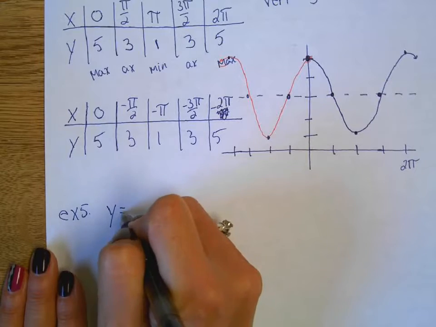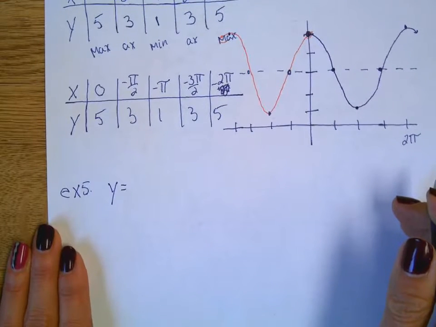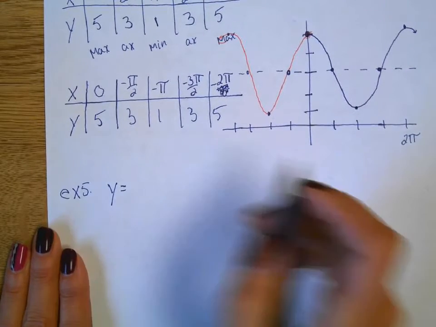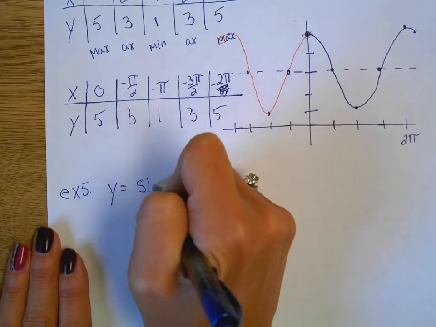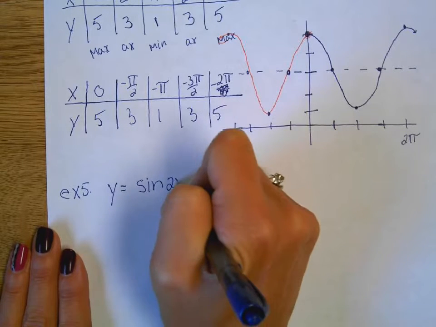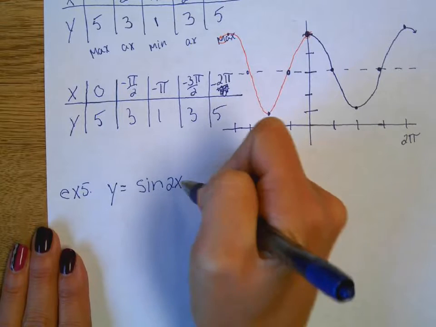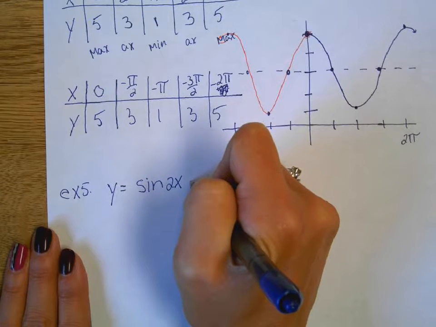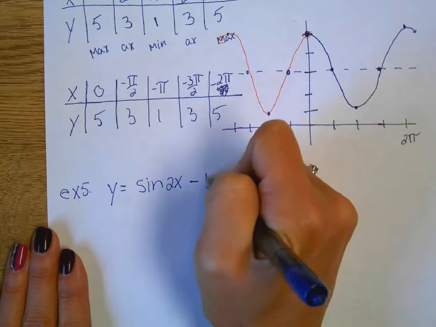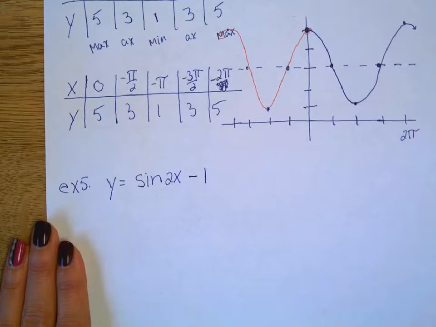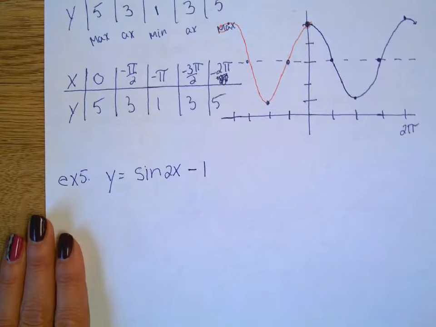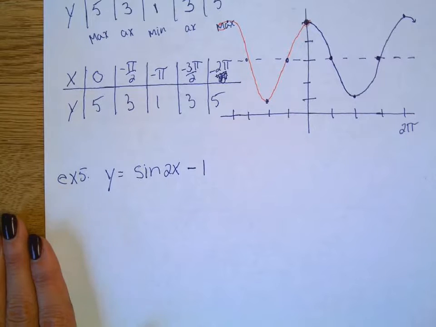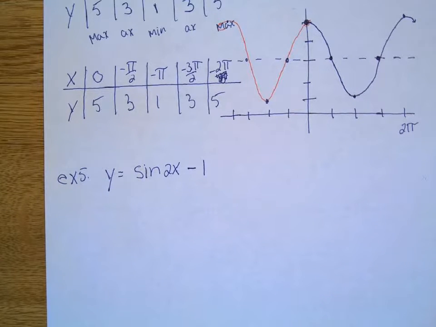So y equals, let's go, sine 2x minus 1. Does it matter that it's at the end? I put it there for a reason, to see if you could pick it up. Is that vertical shift? Yeah. It's a number subtracted from the function, so it is our vertical shift.